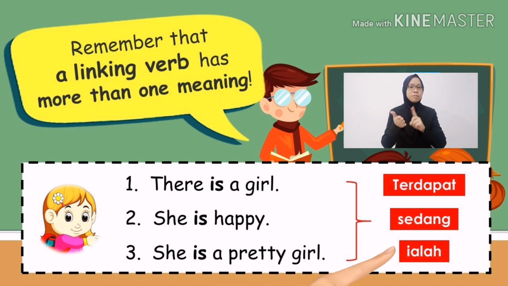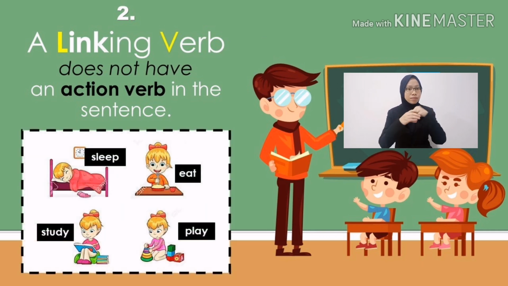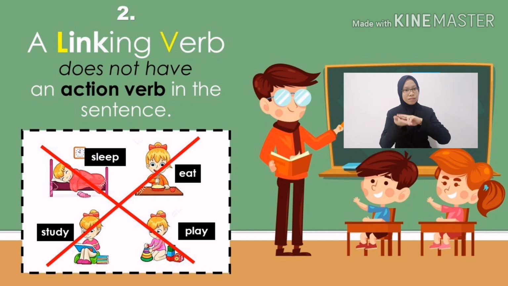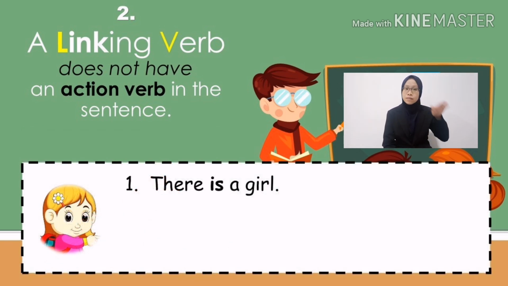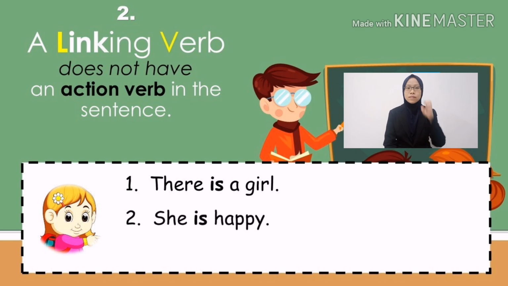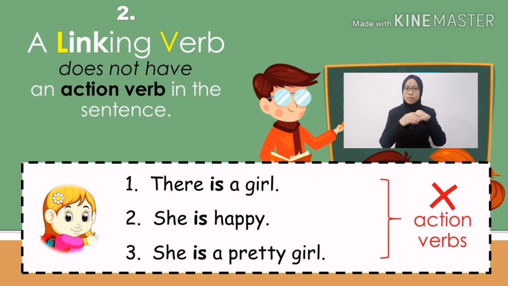Now, we have come to the second characteristic of linking verbs. A linking verb does not have an action verb in the sentence. Let's read these sentences together. There is a girl. She is happy. She is a pretty girl. As you can see, there's no action verb in the sentences.